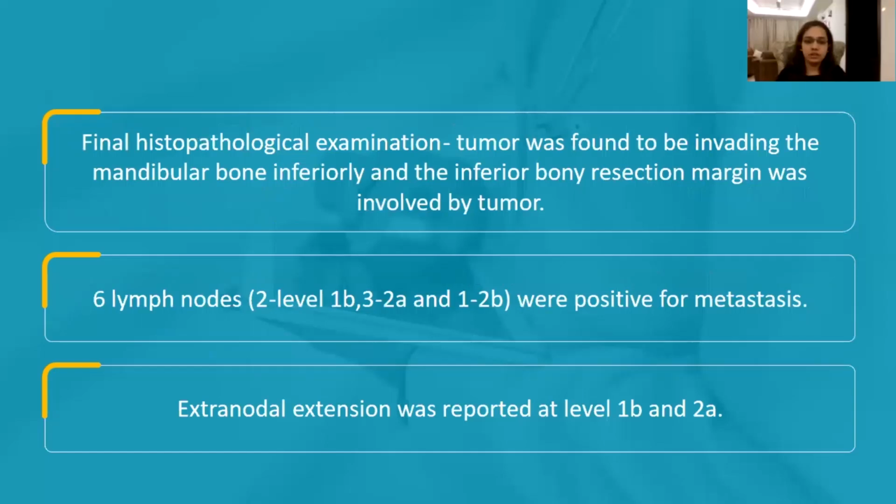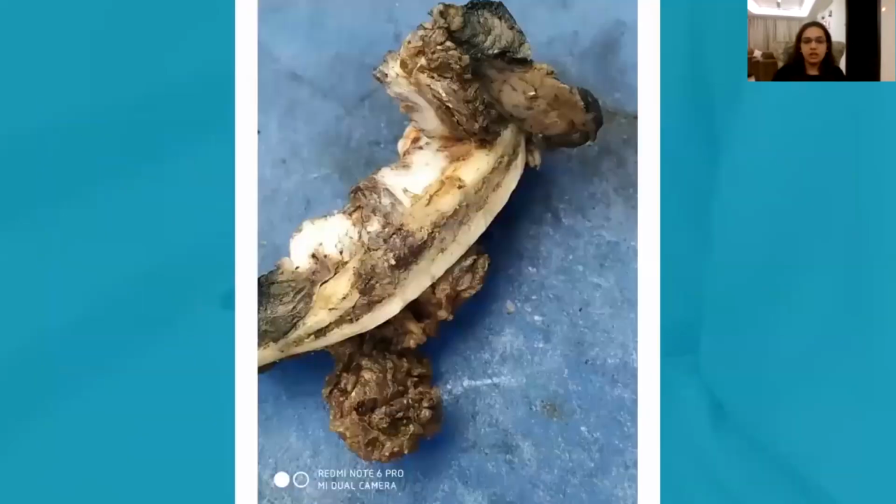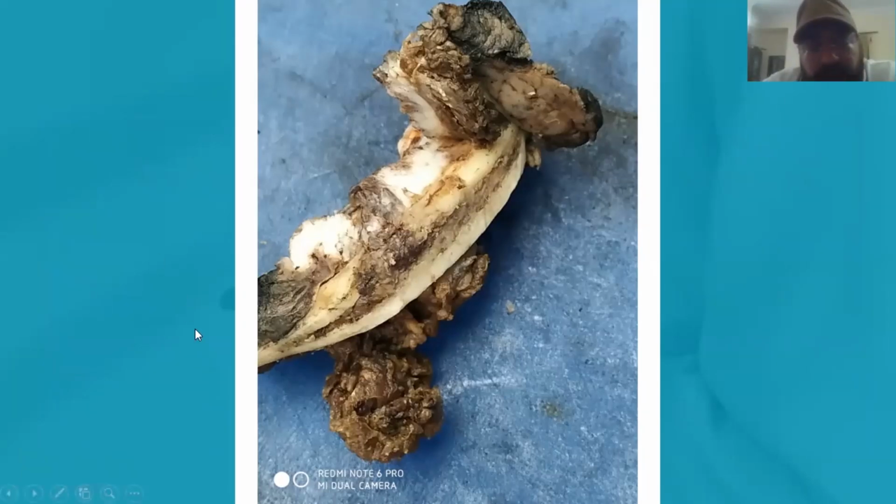However, when we got the histopathological report, the tumor was found to be invading the underlying bone. This was the picture of the specimen. Dr. Mandeep would like to say something about it. Yeah, in this specimen, as we can see, there is a gross tumor involvement. It is involving the cortex of the bone and it is reaching up to the lower part, that is the medullary cavity.